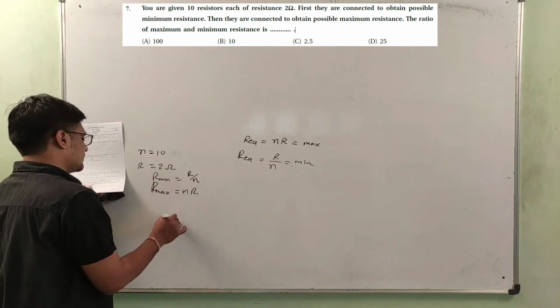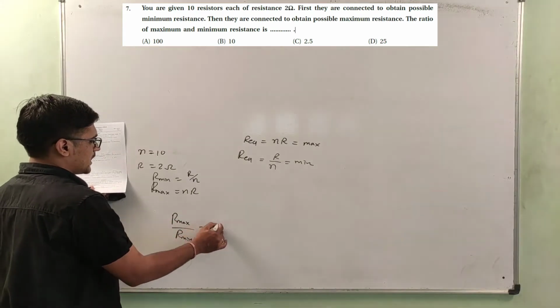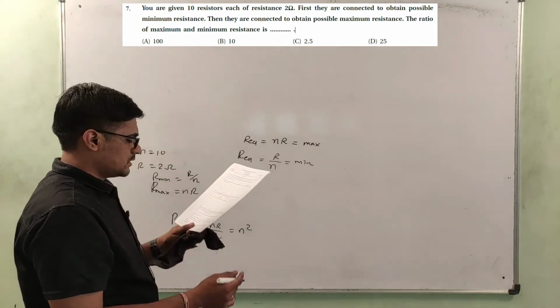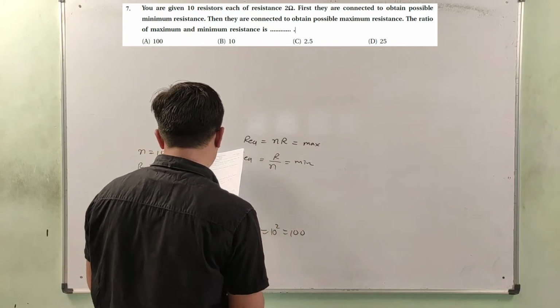The ratio of maximum to minimum, so R max by R minimum, is equal to NR divided by R by N. So R gets cancelled, and it is N square. The number of resistances is 10, so 10 square, that is equal to 100.